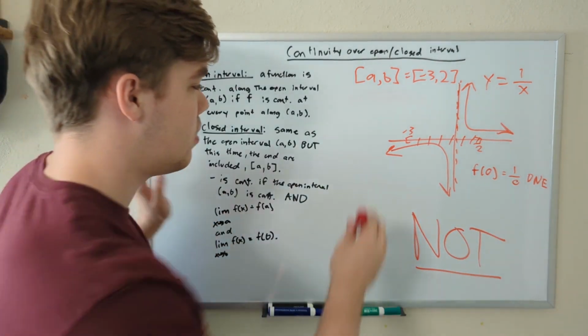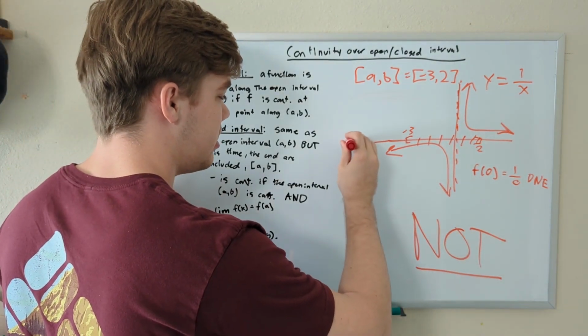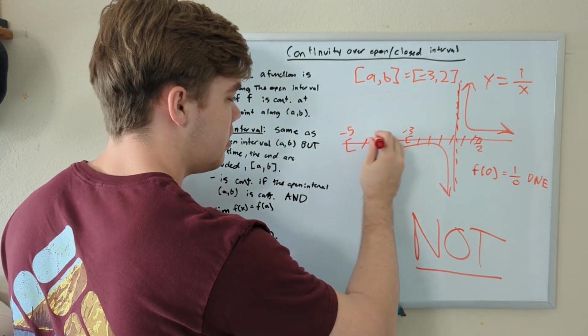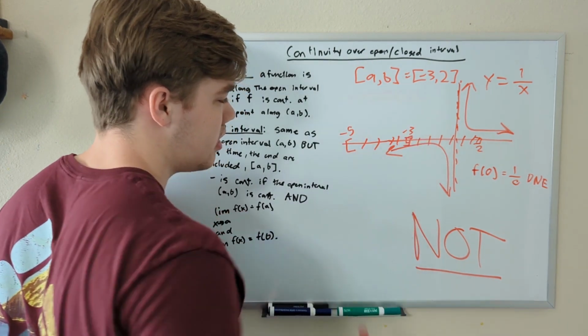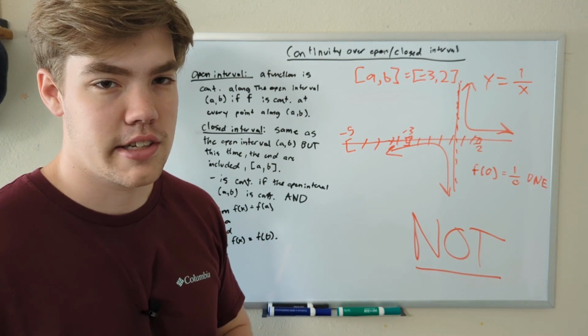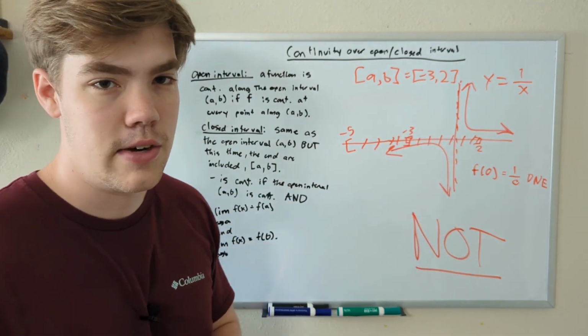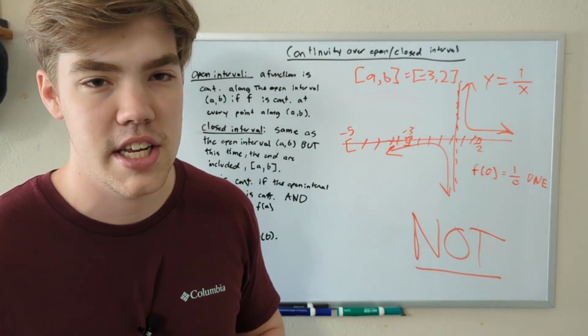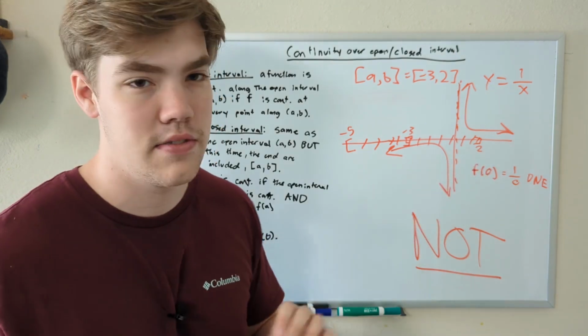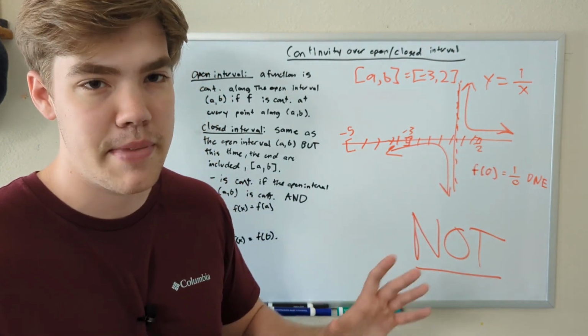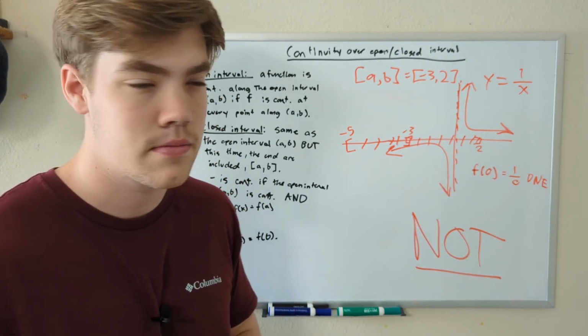Now, if our closed interval was something like, let's just say we had a closed interval from -5 to -3 like this, then this function would be continuous along the closed interval. We don't have this vertical asymptote in the middle preventing this function from being continuous. But since we do go across the vertical asymptote, this function cannot be continuous along that closed interval.